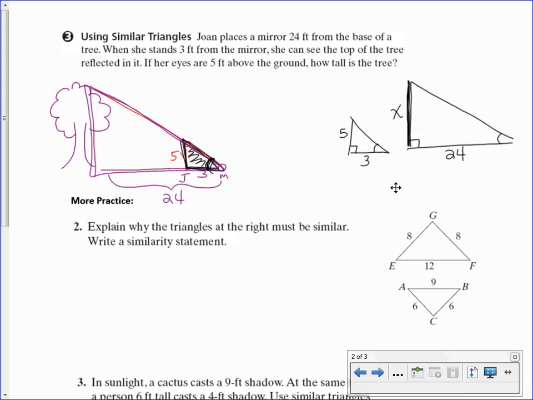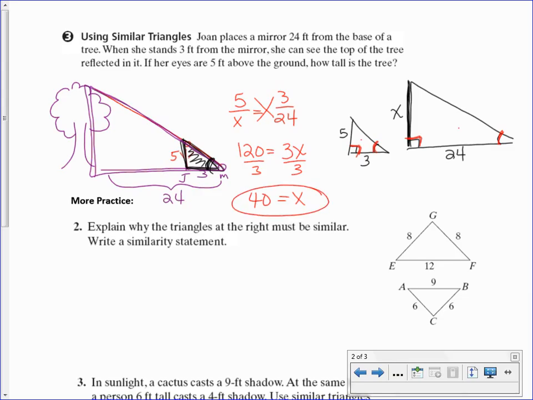So I'm just going to set up a proportion. The reason I know I can set up a proportion is because I have two pairs of congruent angles. So by angle-angle similarity, these two triangles are similar, which means I can set up a proportion. 5 over X equals 3 over 24. To solve a proportion, I just cross multiply and solve. So 5 times 24 is 120 equals 3x. Divide by 3, and I get 40. The tree is 40 feet tall.